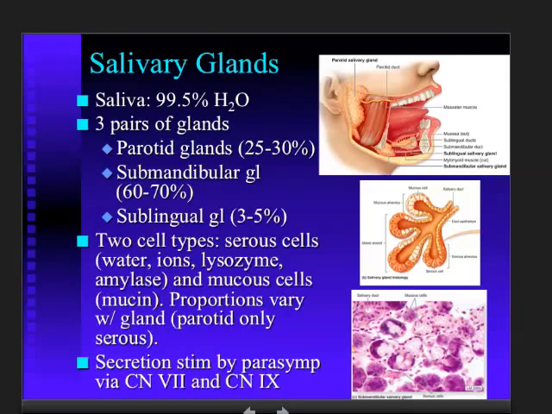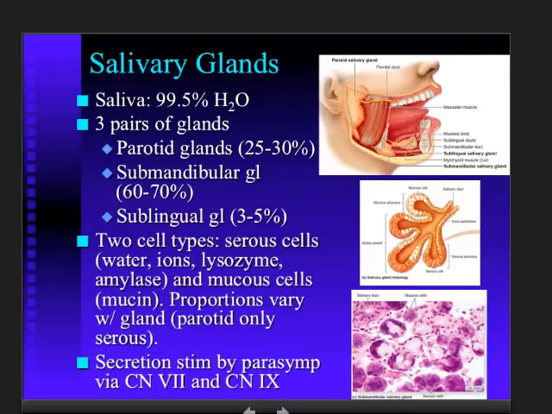So you do a little bit of digestion here in the mouth, and when that enzyme gets down in your stomach, it's inactivated. So you begin a little digestion there. And these secretions are stimulated by cranial nerves, and I'm not going to worry you about the 7th or 9th cranial nerve right now. Let's not worry about that.